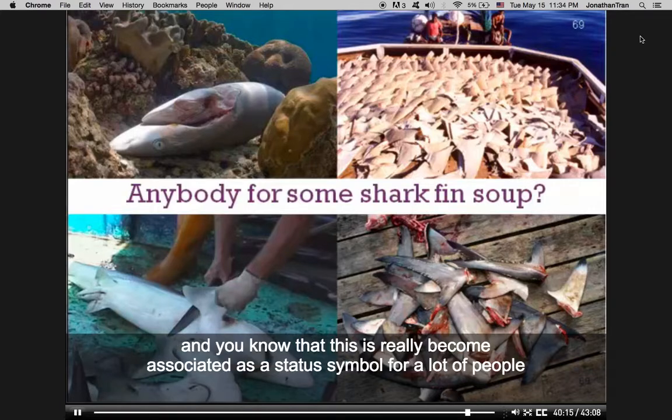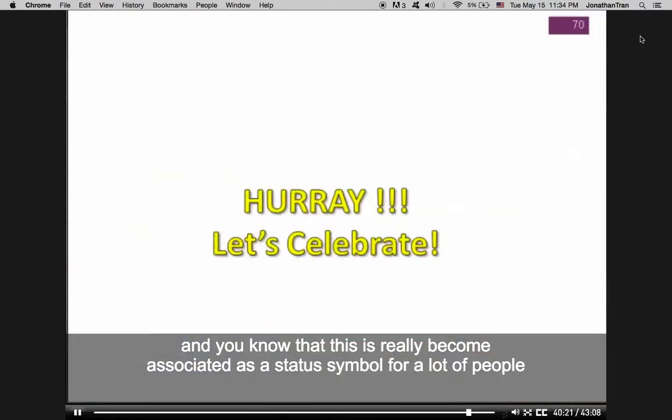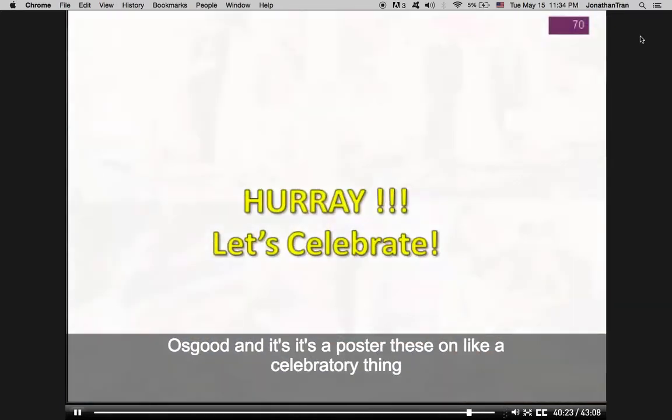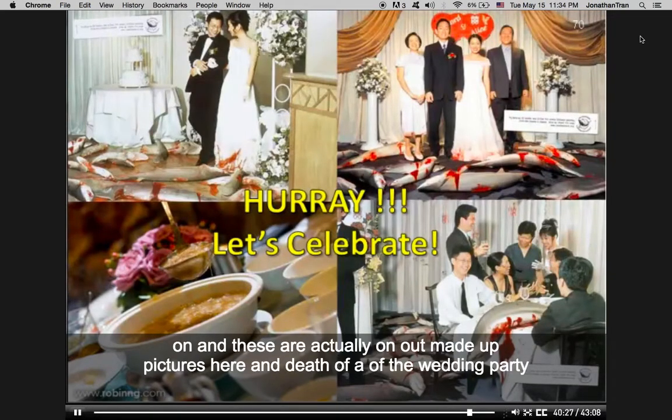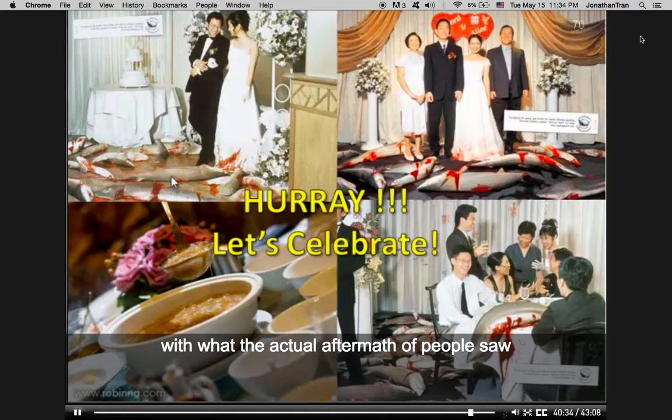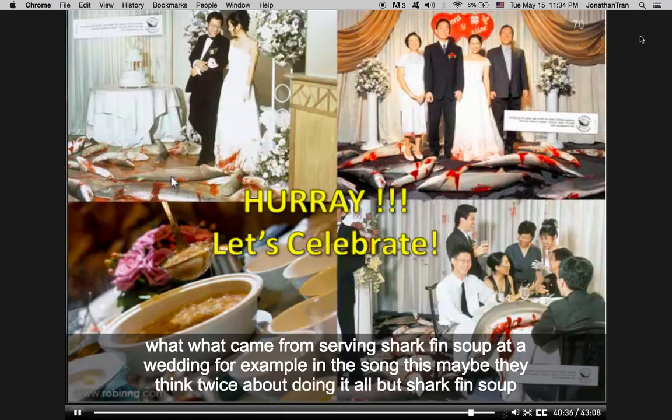And you know, this has really become associated as a status symbol for a lot of people, and it's supposed to be like a celebratory thing. And these are actually made up pictures here of a wedding party with the actual aftermath. If people saw what came from serving shark fin soup at a wedding, for example, and they saw this, maybe they'd think twice about doing it.